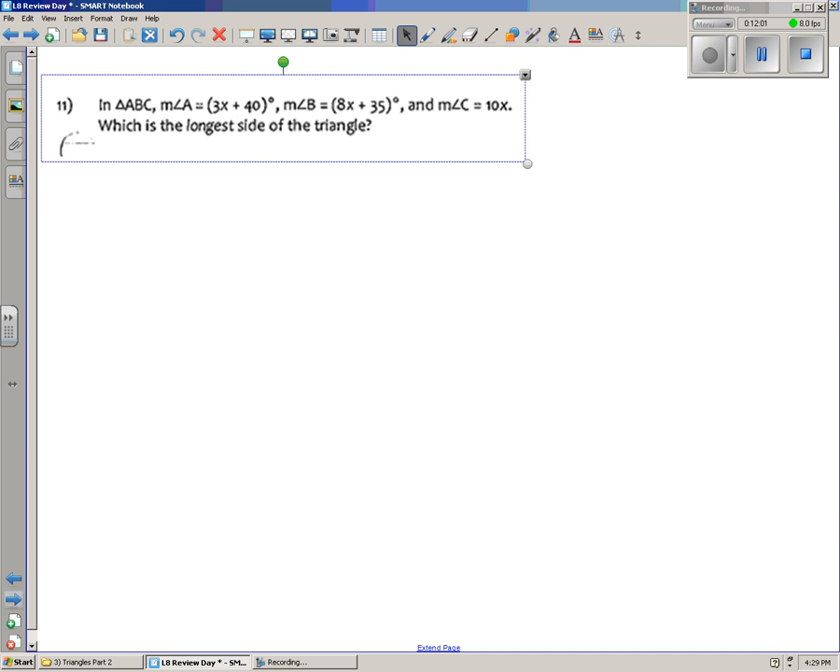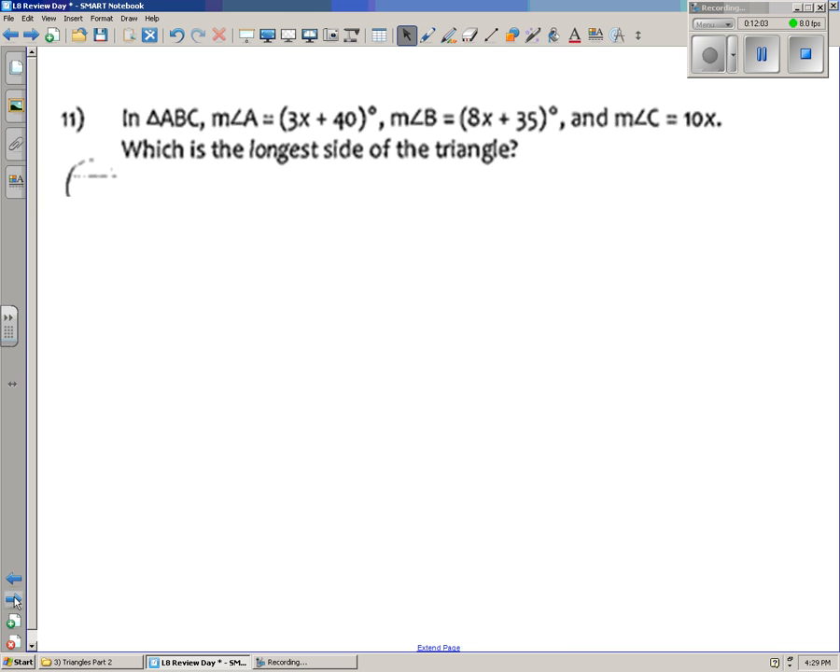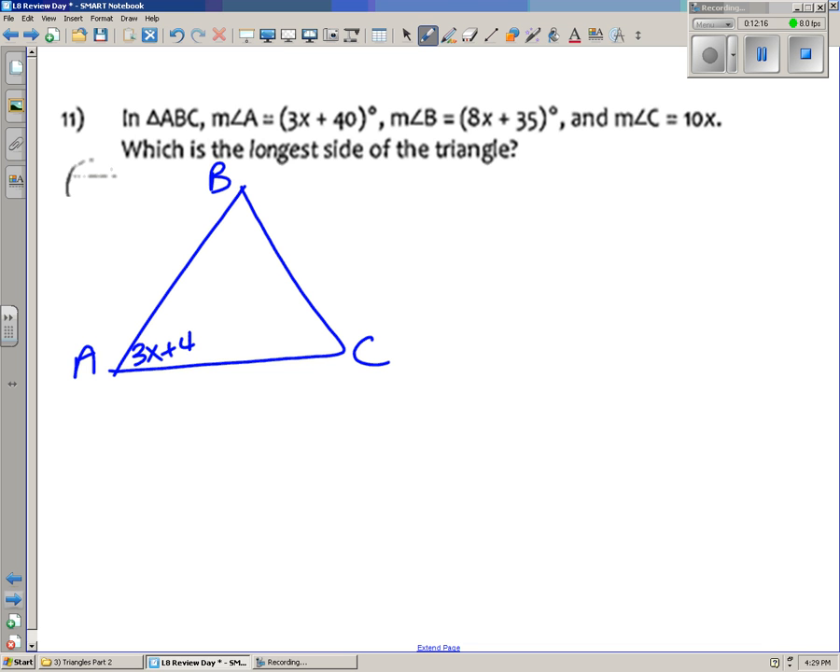Number 11. They told us in triangle ABC, they gave us measurements for the angles on the inside of the triangle. It says which is the longest side. Well, they gave us measurements, but not actual number measurements. They gave us expressions in terms of a variable. So we have to use those and figure out what they're going to tell us.